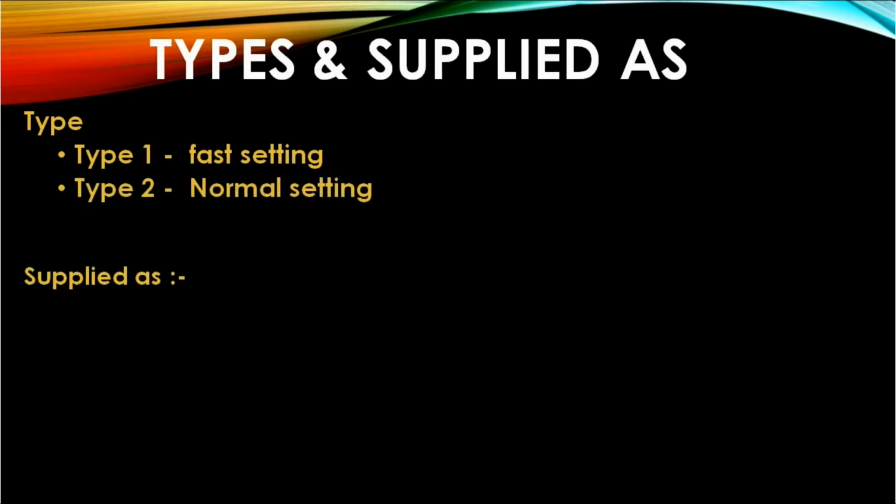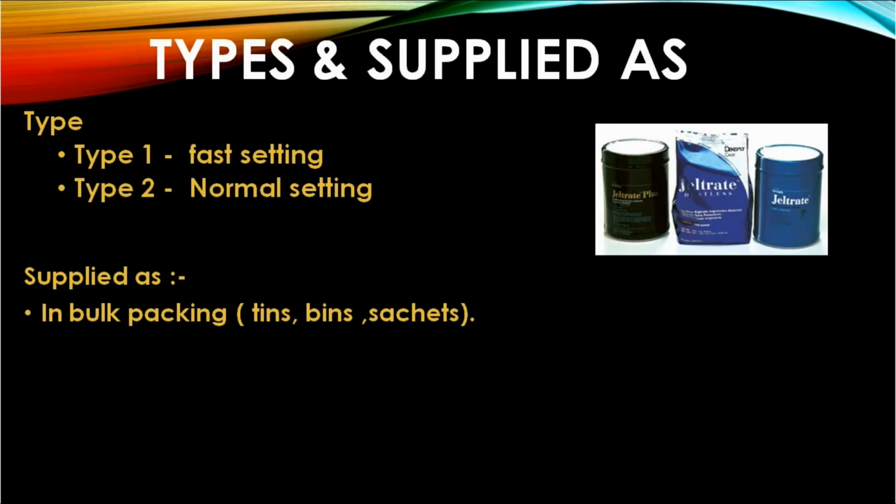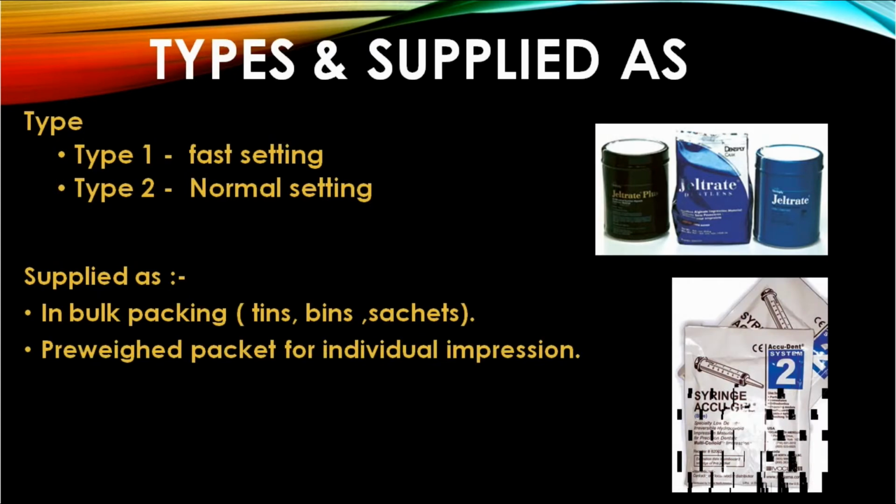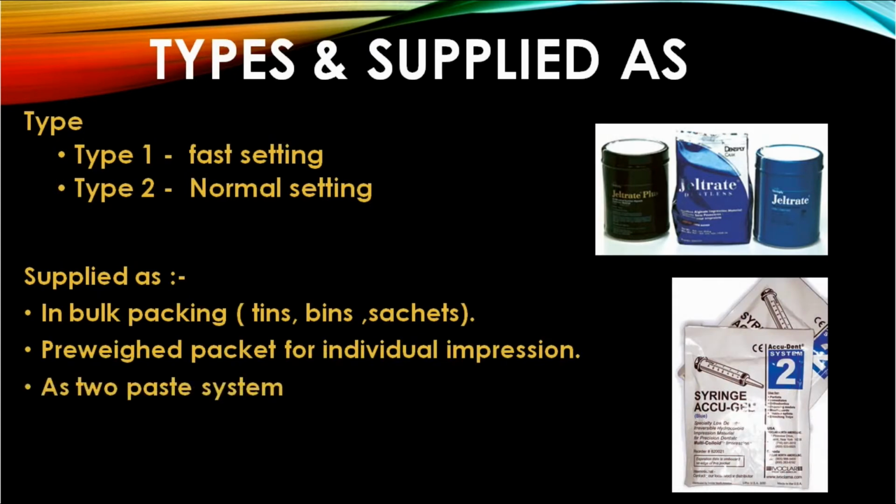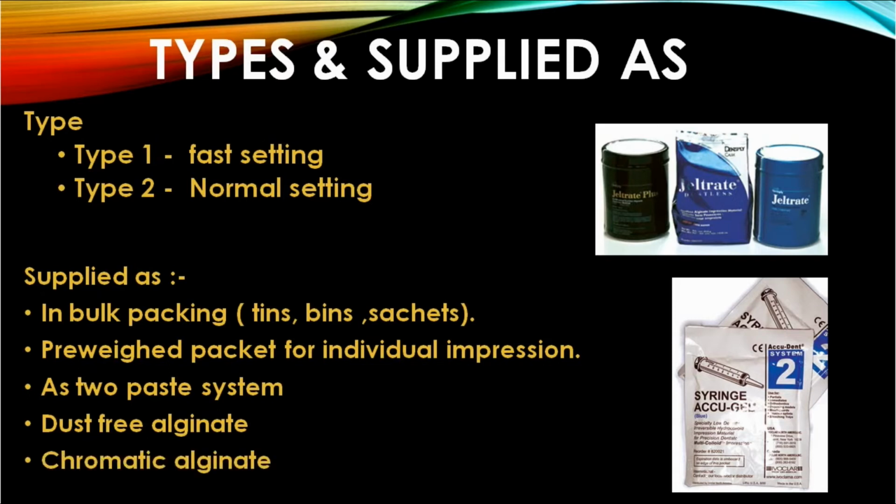It is supplied in bulk packing like tins, bins or sachets, as pre-weighed packets for individual impression, and as two-phase systems. Dust-free alginate is very important and is explained in biological properties. Chromatic alginate is a material that changes color on setting.